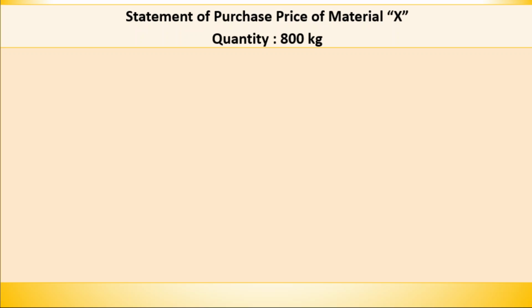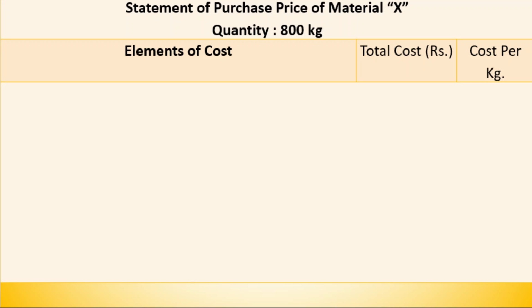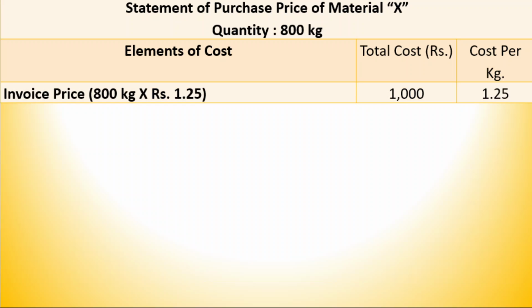Statement of purchase price of material X. Quantity given is 800 kg. Elements of cost, total cost, then cost per kg. We start with the invoice price. Given, if you purchase 800 kg, cost per kg would be 1.25. So total cost is 1000, cost per kg is 1.25.